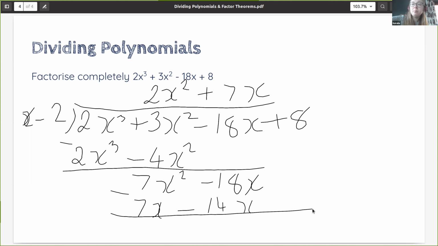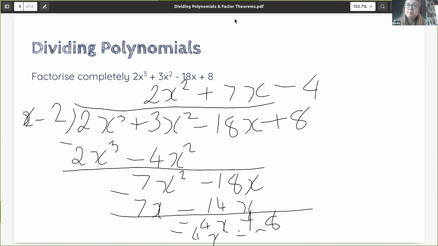Minus 18 minus 14, same as plus 14, I get minus 4x. I'm going to run out of space. Plus 8. Oh dear. x times what gives me minus 4x? Minus 4. And then that would give me minus 4x plus 8. And then when I take those away, it gives me 0.